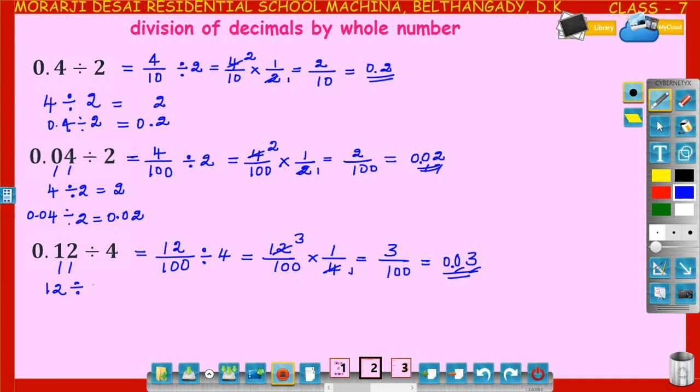Now 0.12 by 4. If I remove the decimal point, this becomes 12 divided by 4. That is equal to 3. 4 threes are 12. So 0.12 by 4 is equal to, here in the dividend we have 2 digits after the decimal point. So in the answer also it should have 2 digits after the decimal point. Now the answer is 3. Write 3 digits here by adding zeros to the left. Now put a decimal point such that 2 digits come after the decimal point. So 0.12 by 4 is equal to 0.03. 0.04 by 2 is equal to 0.02. 0.4 by 2 is equal to 0.2.